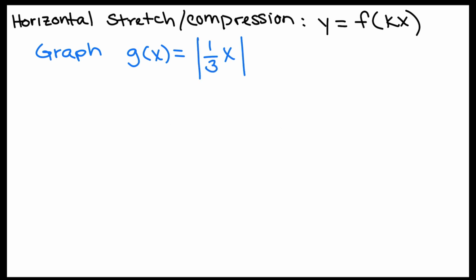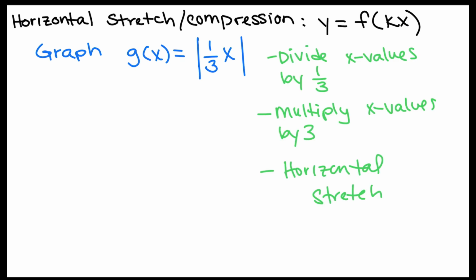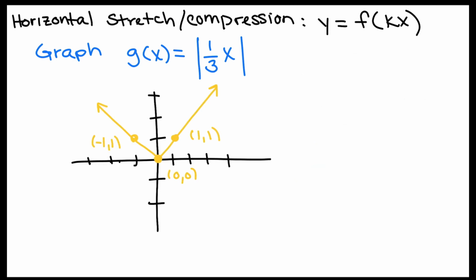All right, let's do one more. Let's graph g of x equals absolute value of 1/3 x. We have another input transformation because the 1/3 is inside the absolute value. So we are going to be doing the opposite of what it says, and it's going to be impacting our x values. So technically we need to take all of our x values and divide them by 1/3. But dividing by 1/3 is the same as multiplying by 3. If I wanted to solve for x and I had a 1/3 x, I can multiply everything by 3. What this is going to do is stretch my graph out horizontally.